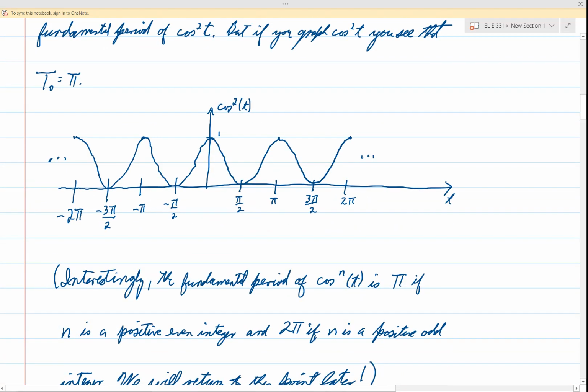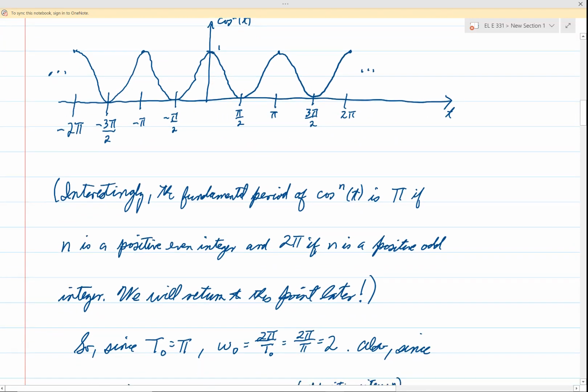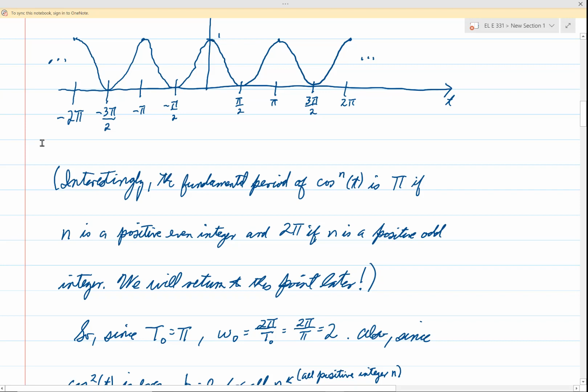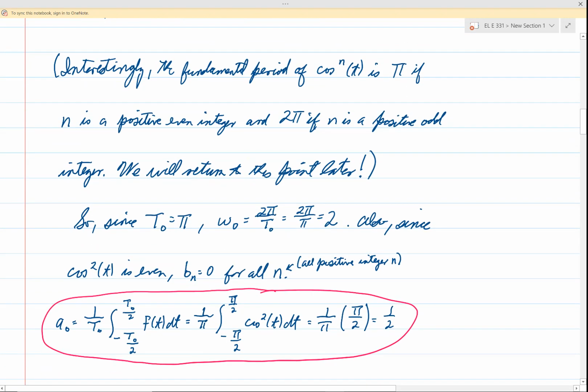So, having observed that, I'll make another remark here, which we will come back to later. Interestingly, the fundamental period of cosine of nt is equal to pi if n is a positive even integer, like cosine squared t, but it's equal to 2 pi if n is a positive odd integer. And as I said, we'll return to this point later. So in this case, T naught is equal to pi, and omega naught is equal to 2 pi over T naught, so that's 2 pi over pi, which is 2.